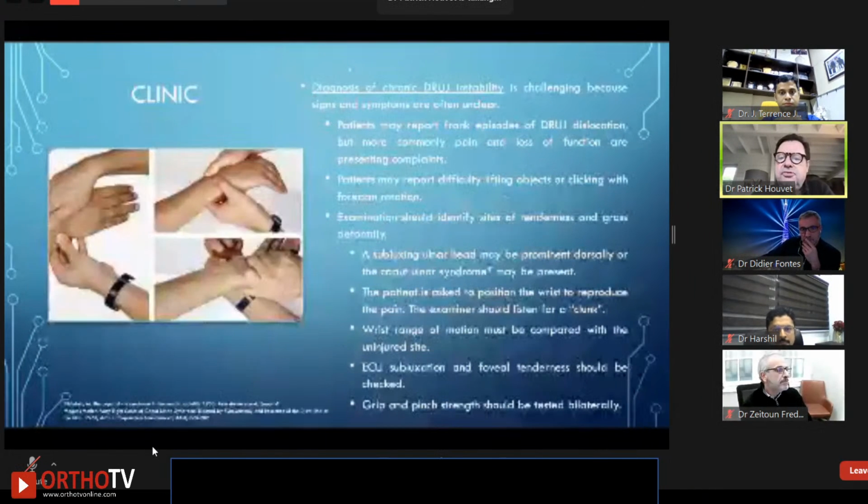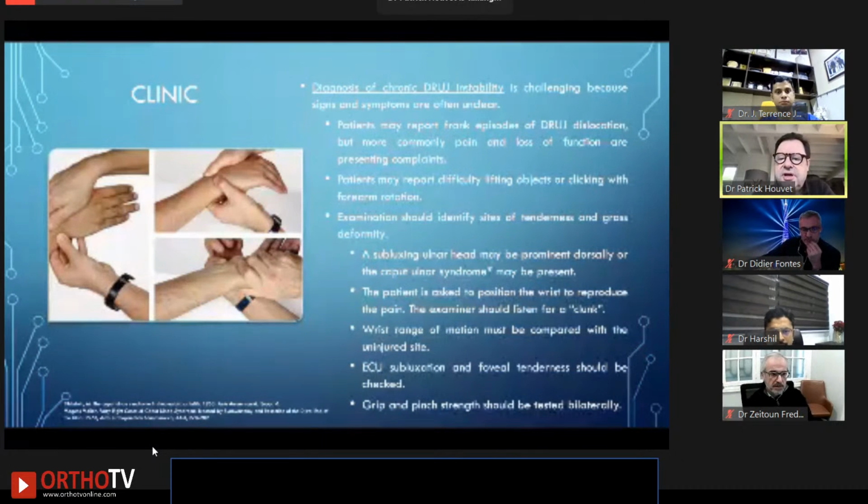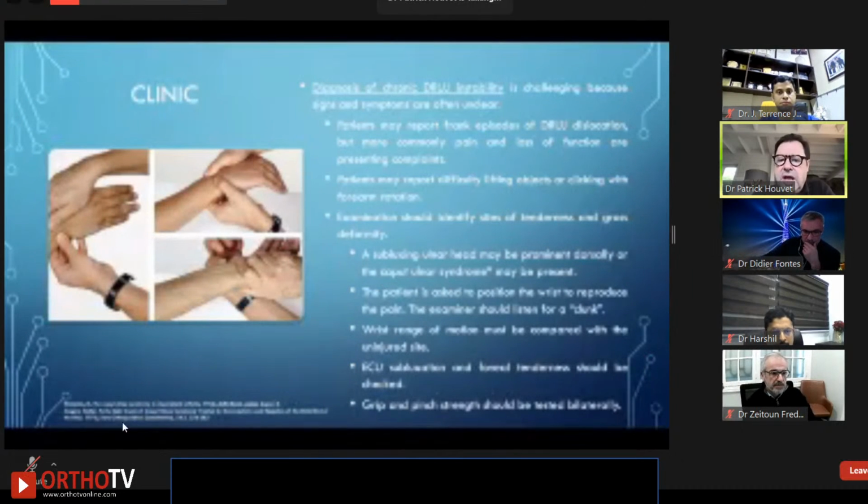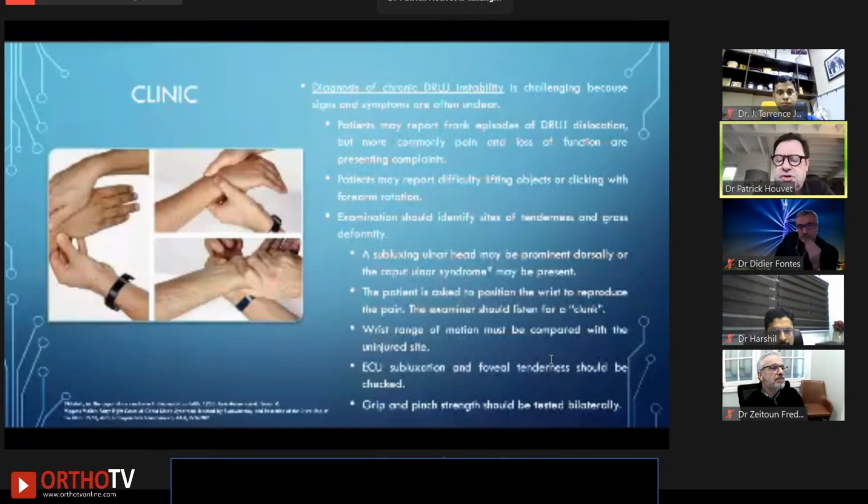Diagnosis of chronic DRUJ instability is challenging because signs and symptoms are often unclear. Patients may report frank episodes of DRUJ dislocation, but more commonly pain and loss of function are presenting complaints. Patients may report difficulty lifting objects or clunking with forearm rotation.